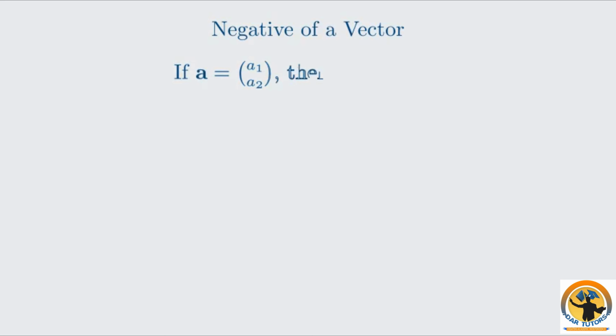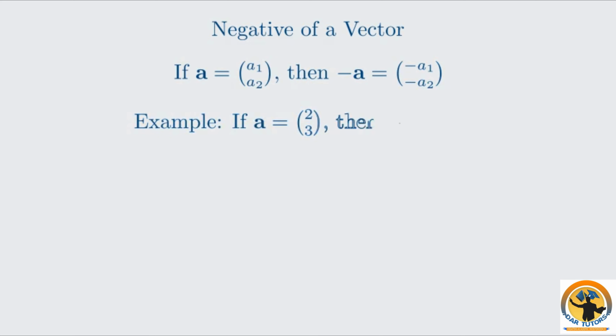Now let's tackle vector subtraction. The key idea here is to convert subtraction into addition. First, we need to understand the negative of a vector. If vector A points in a certain direction, the vector negative A has the same magnitude but points in the exact opposite direction. Algebraically, you simply negate each component. For example, if A is 2, 3, then negative A is minus 2, minus 3.